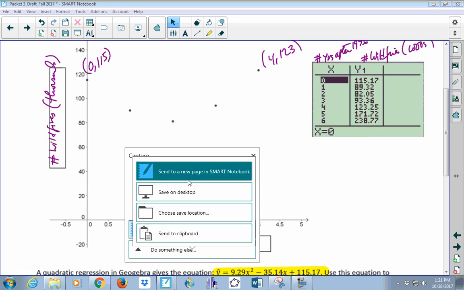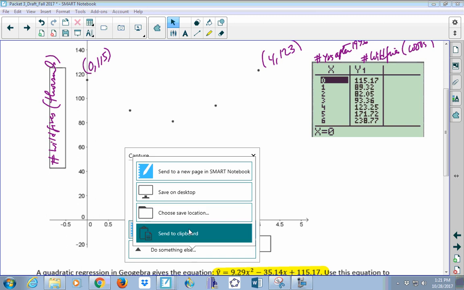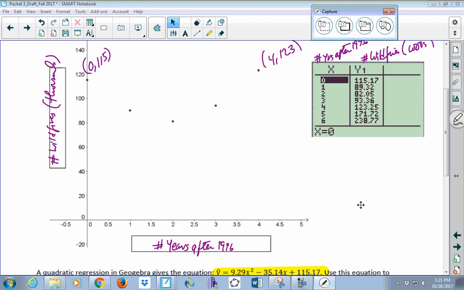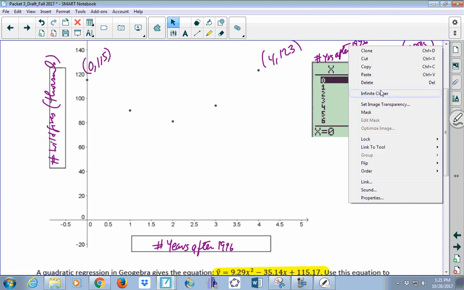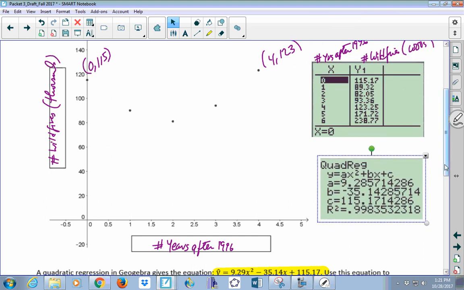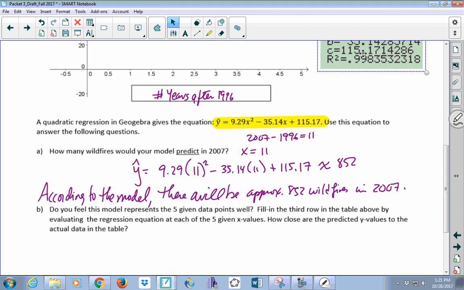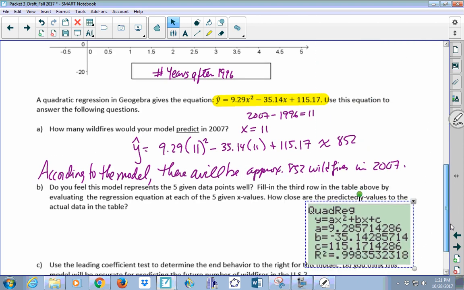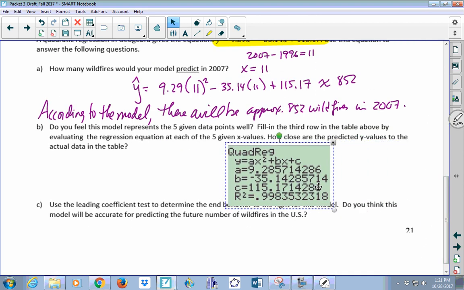Okay, so let's see, send to new page, save on desktop, do something else. How about send to the clipboard? All right, and then we'll just paste it. There we go. So it's an incredible fit. So this information helps you down here. Incredibly strong fit for the data.